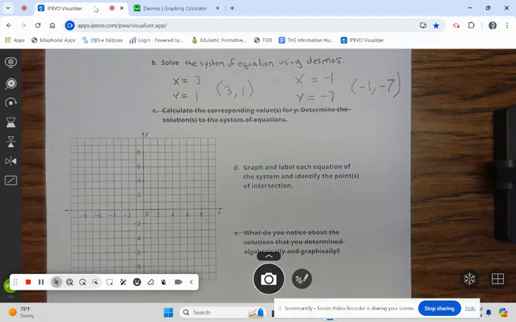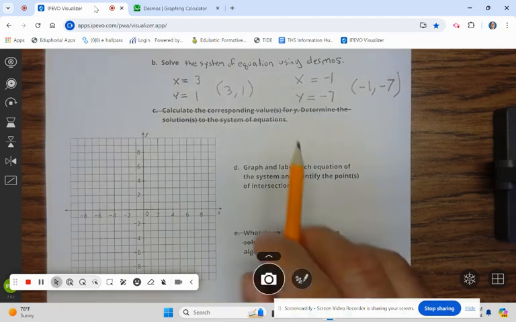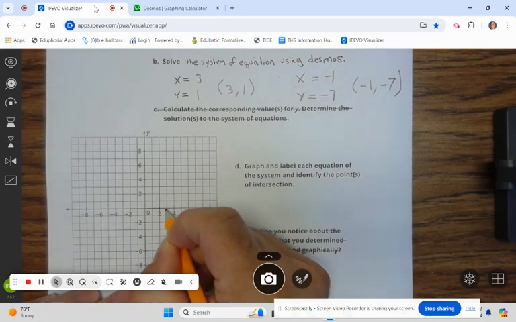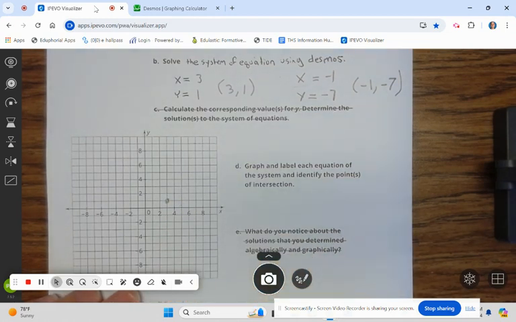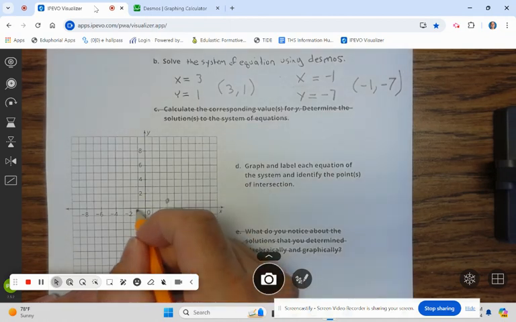All right. D. Oh, first, I'm sorry, mark out C, and let's go to D. Graph and label each equation of the system and identify the points of intersection. Let's go ahead and graph the points of intersection first. So 3, 1, and -1, -7.